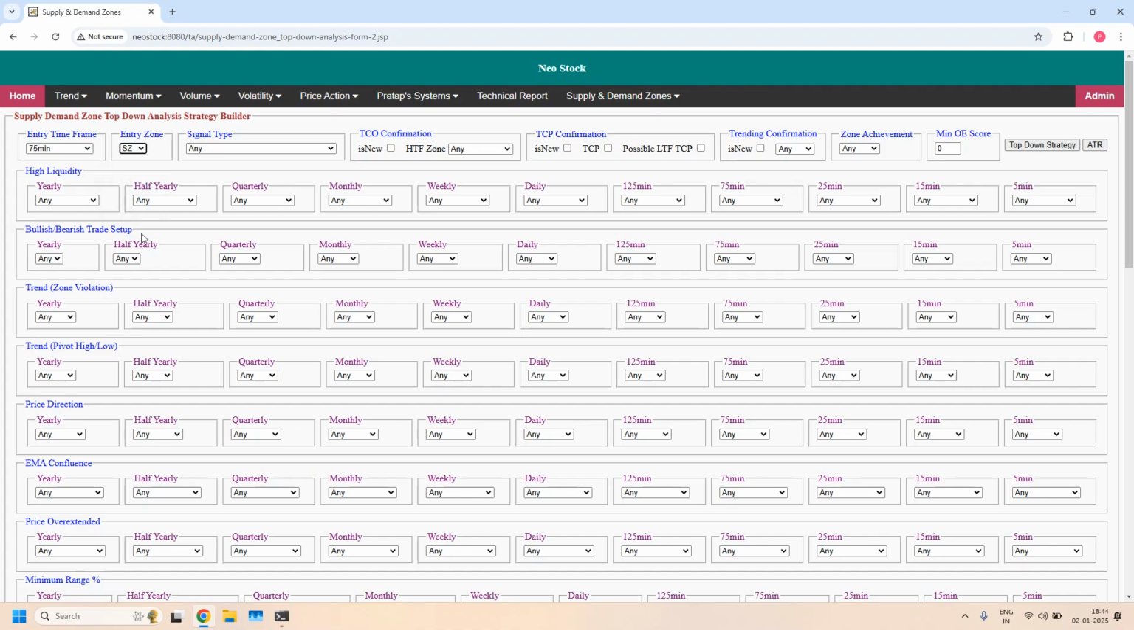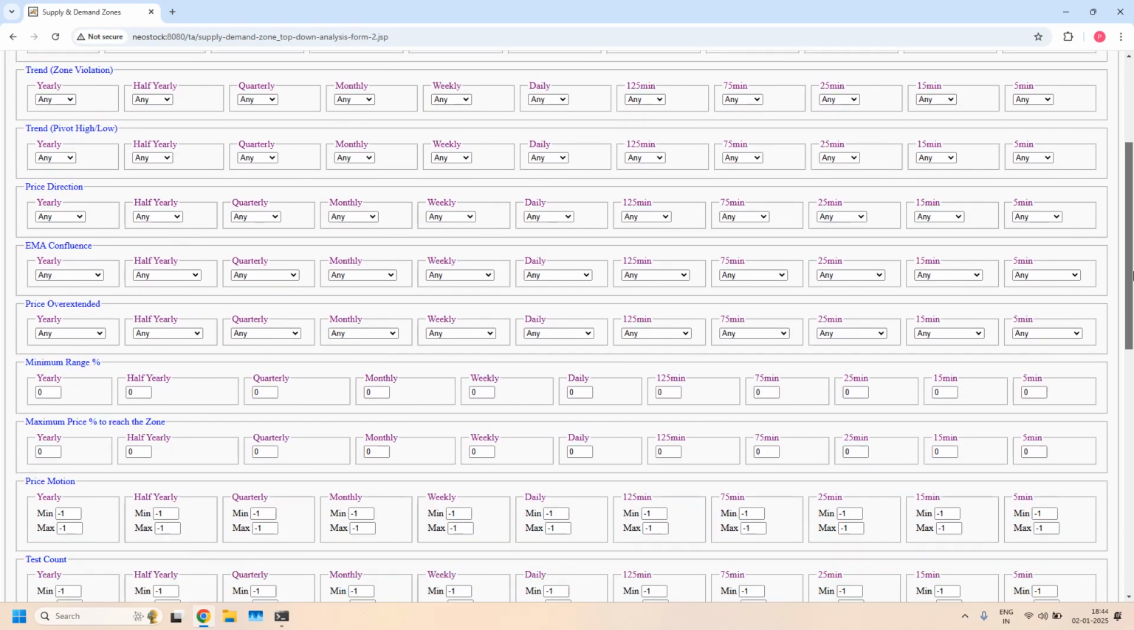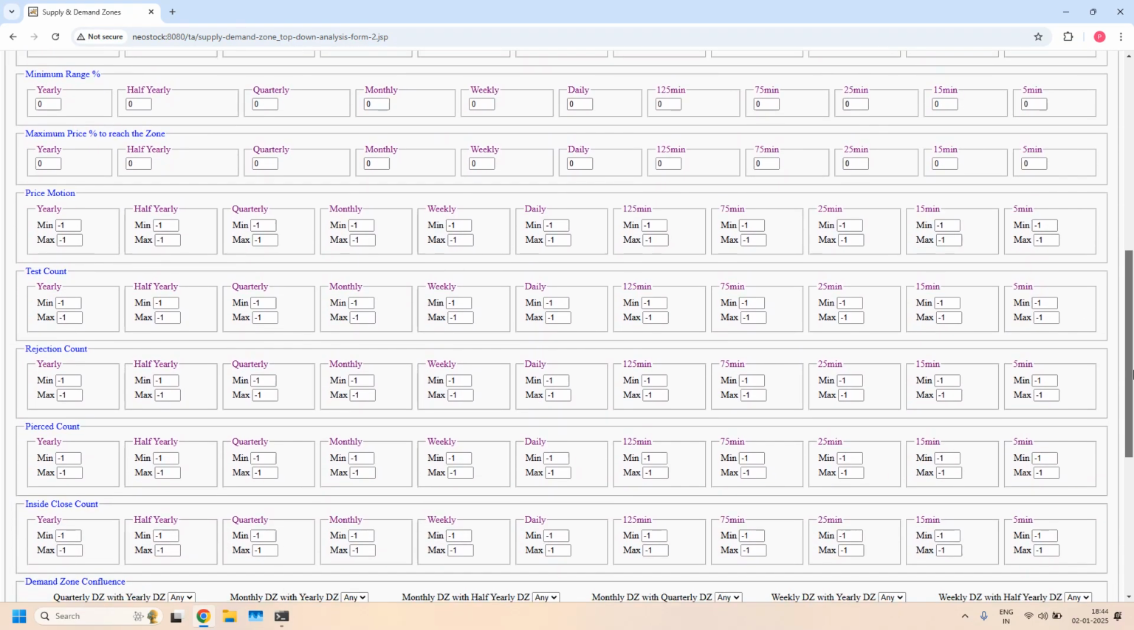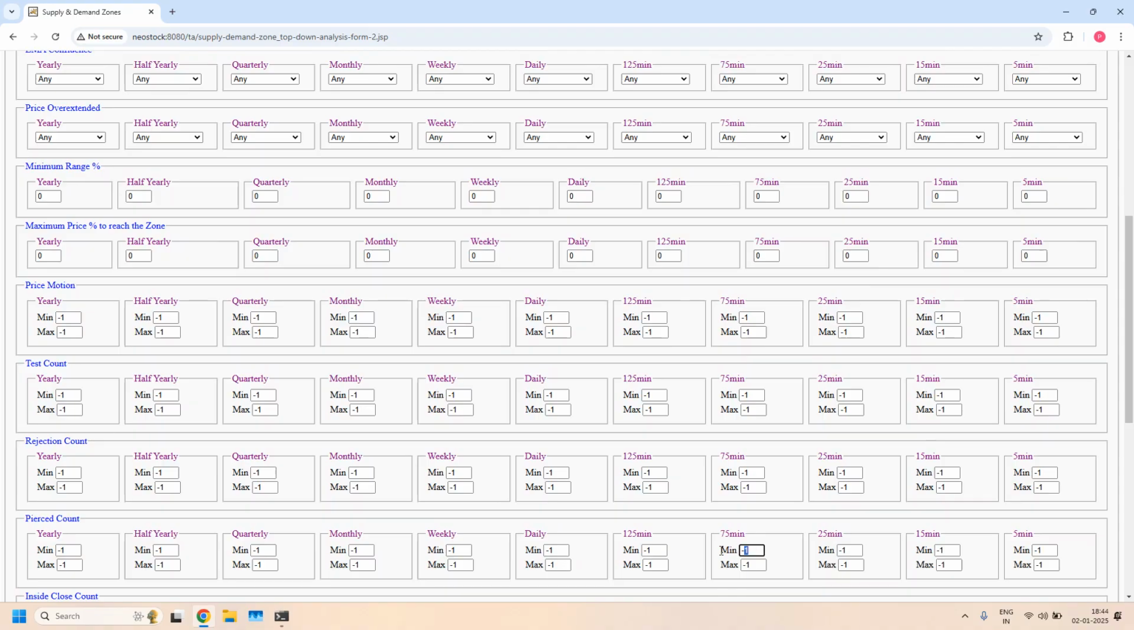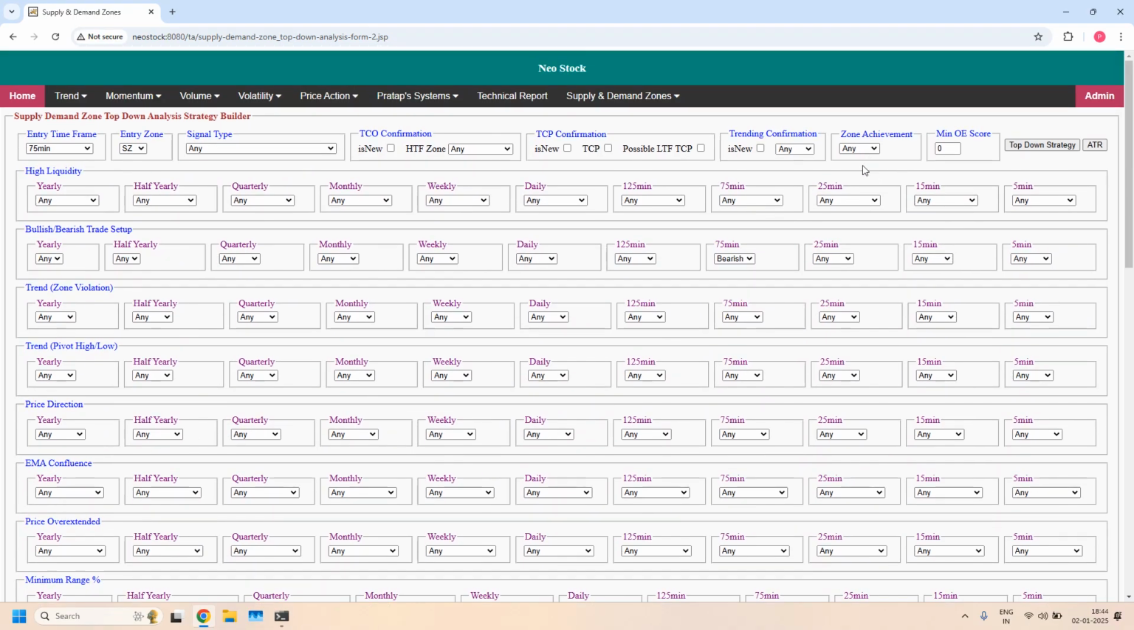Entry zone, supply zone. In bullish or bearish trade setup at 75 minutes, I am selecting bearish, and the 75-minute supply zone should not be pierced. So minimum value I am setting 0, maximum value 0. Zone achievement VOZ, minimum odd enhancer score 12. All 3 filters are applied to the 75-minute supply zone.